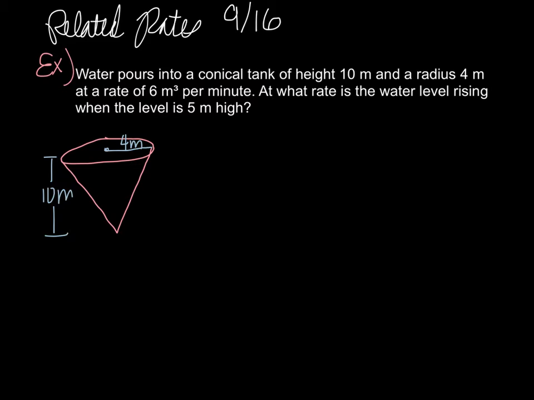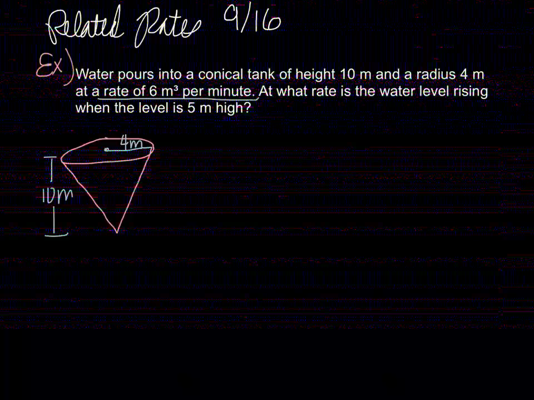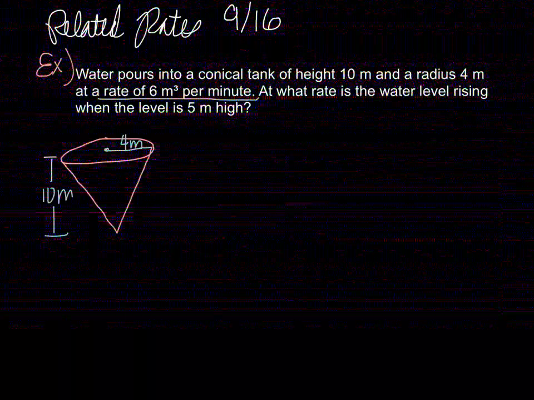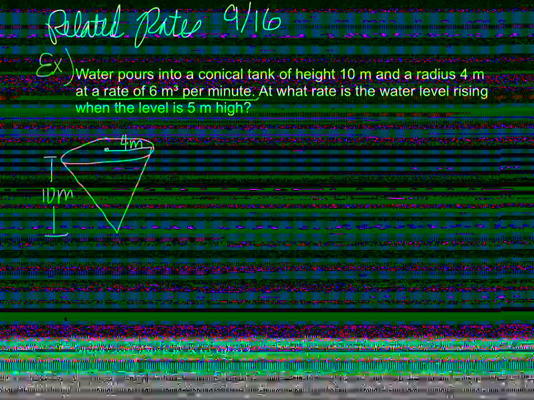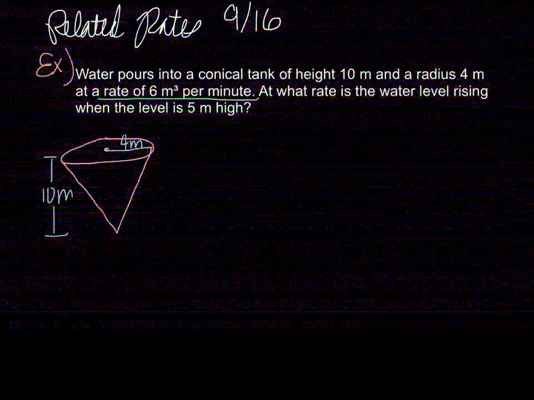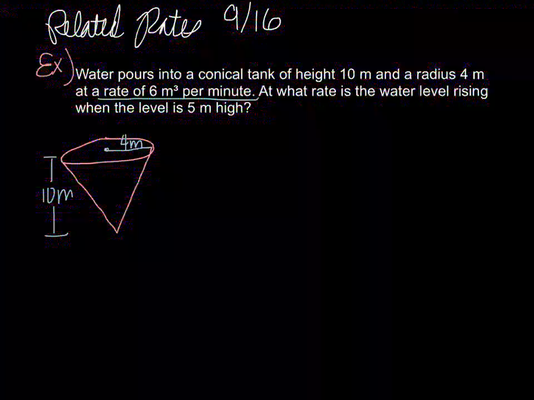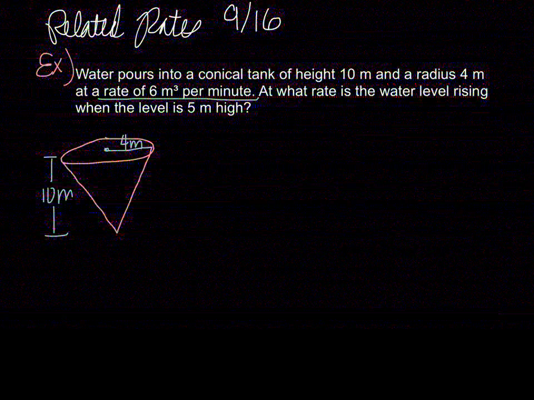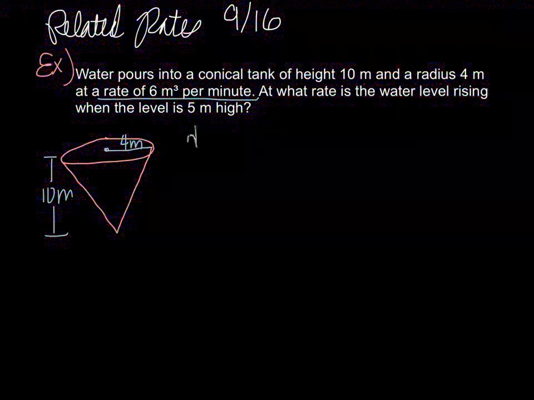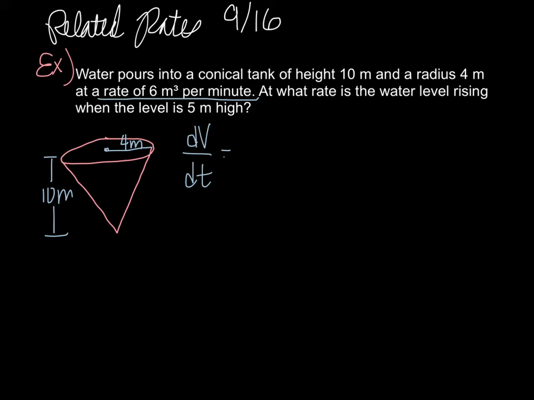Let's take a look at our variables of what we have. It says that it's going at a rate of 6 meters cubed per minute. So you have to ask yourself, what is changing 6 meters cubed per minute? Well, meters cubed clues me in that it's volume. So I know that dV/dt equals 6 meters cubed per minute.